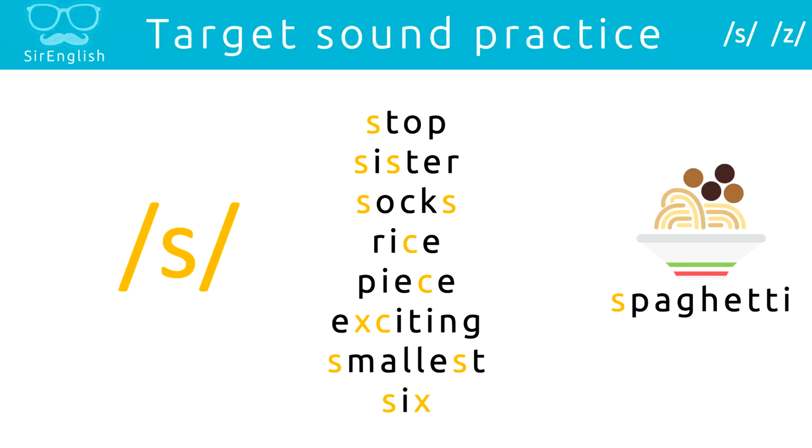Now, look at the shape of the lips. S, S. The lips are neutral. S. And we're actually using the inside of our mouth, our tongue, to make the sound. So the air pushes through and makes the S sound. Now, let's look at the word list for S. Listen as always and repeat each word after me.